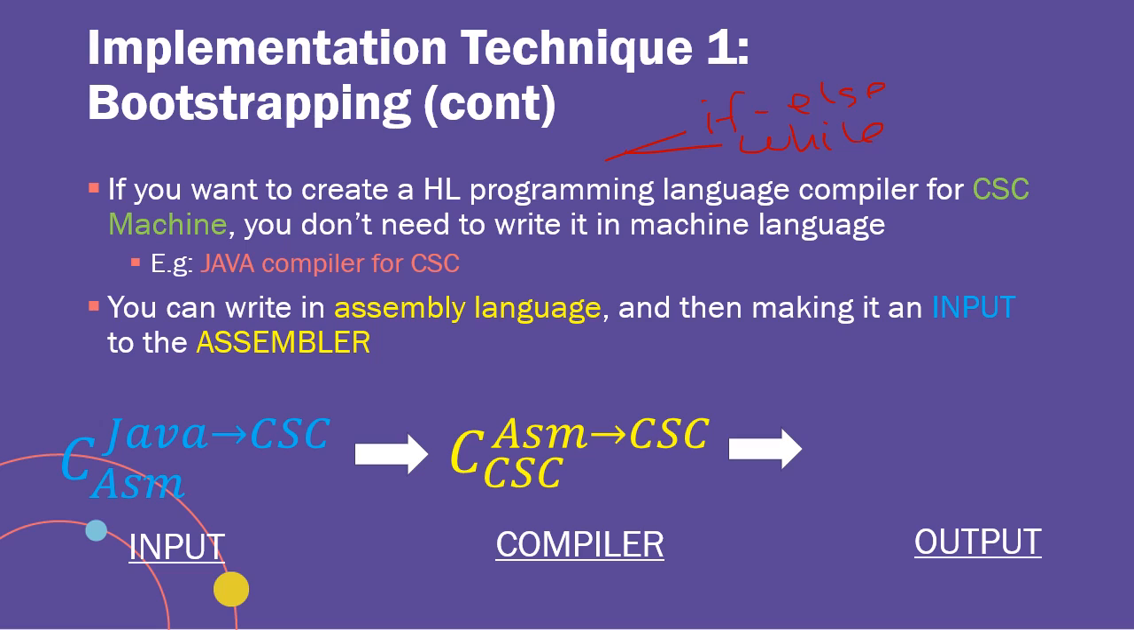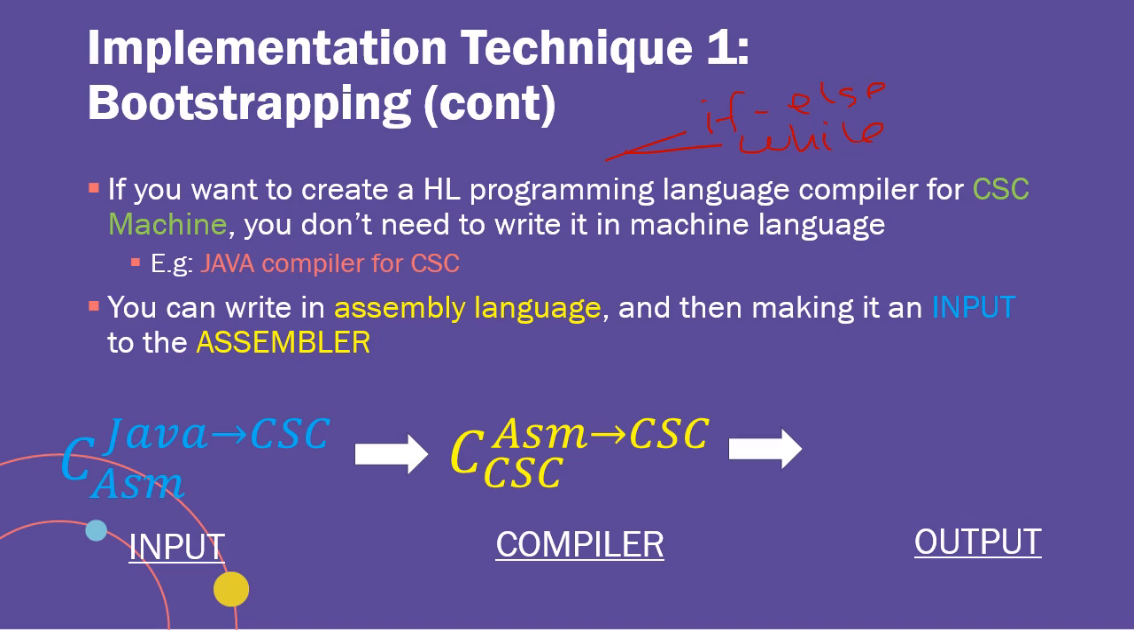This is because we already have an assembler. So we can write using assembly codes such as load, add, move, instead of 010, 100, 111, and then we can use the assembler to compile our new Java compiler for us. So let's look at this compiler input-output.